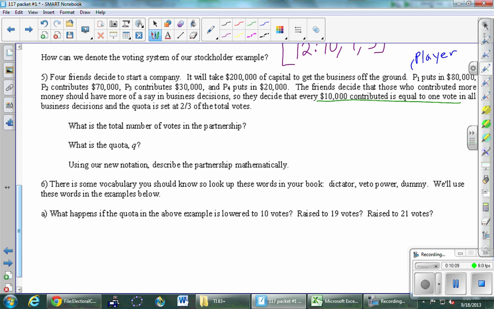So if you want to see the calculation, it's the $200,000 divided by the 10,000 bucks per vote. 20 votes altogether.